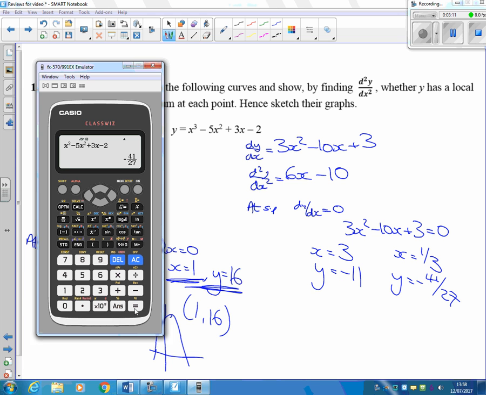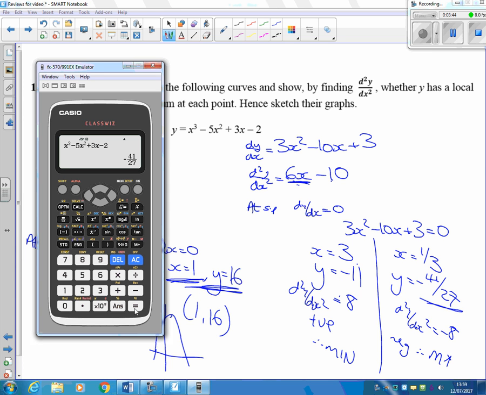We haven't finished yet because we still need to work out whether that is a maximum or a minimum. And to do that, for when x equals 3, put the 3 in here. That would give you d2y by dx squared equals 18 take away 10 is 8. And that is positive. Therefore, that one's the minimum. Put the 1/3 in there. That one there works out to be minus 8. And that one's negative. Therefore, that's the maximum.